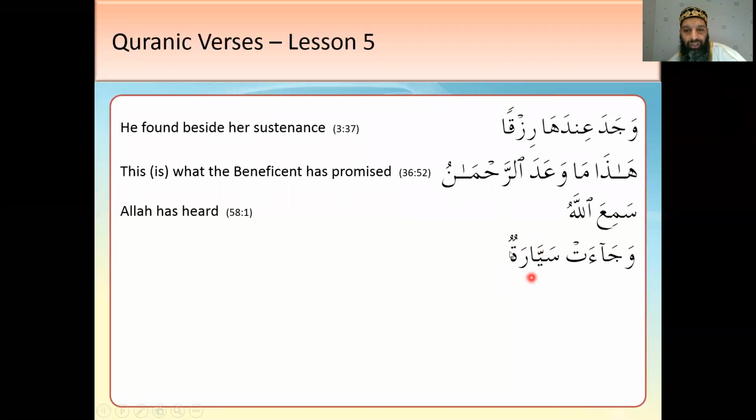The caravan. How do we know the caravan came? Why is it not she came to the caravan? Because the doer of the verb is always marfu. So the caravan is doing the coming. The caravan is doing the verb, so the caravan came. Yep.